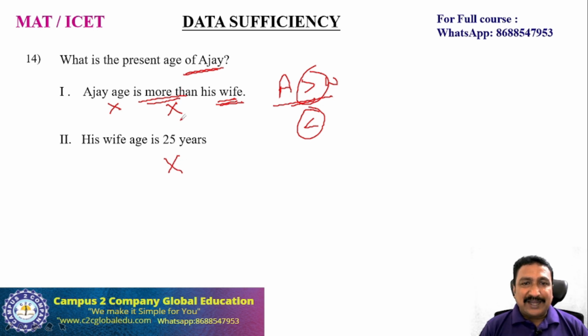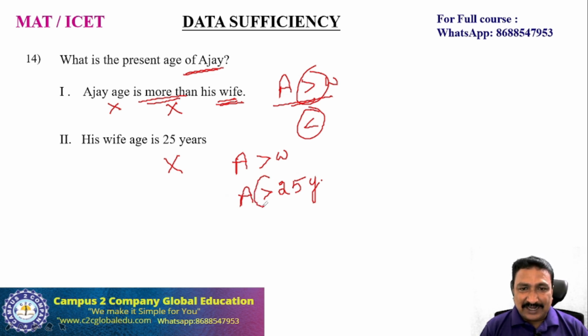While you are combining, Ajay's age is more than his wife's age, and according to the second statement, his wife's age is 25 years. So Ajay's age must be more than 25 years. Here also remember that it is an inequality symbol, greater than. Ajay's age is greater than 25 years means we cannot say the exact age of Ajay.